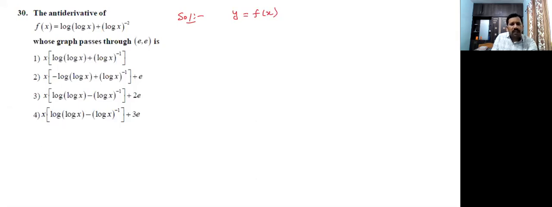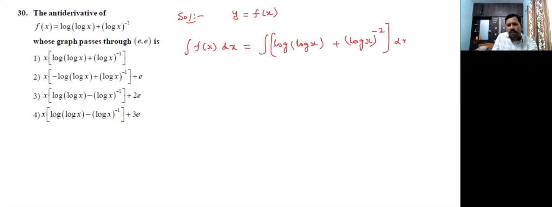Yes or no? Now the antiderivative of f of x means integration of f of x dx, that is equal to the integration of log of log x plus (log x) to the power minus 2 into dx. This is the question. Now we have to assume that log x is equal to t. Let log x is equal to t.